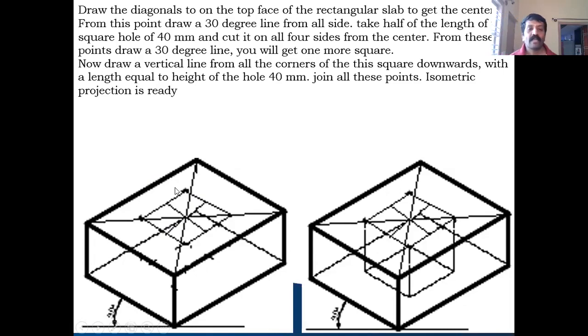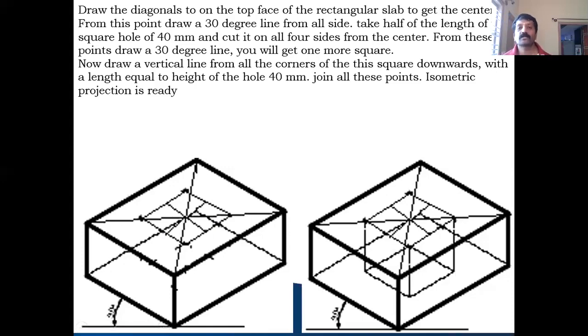After completion of this, the thickness or the height of the square hole is the same. It's a square prism. The square hole is the same, that is 40 millimeter. This is the isometric position of the square hole. We have to show the through hole from the top to the bottom. So after getting these 4 points, you draw the vertical projector from all these 4 points downwards, because it's a through hole.